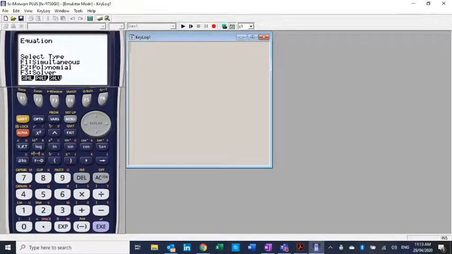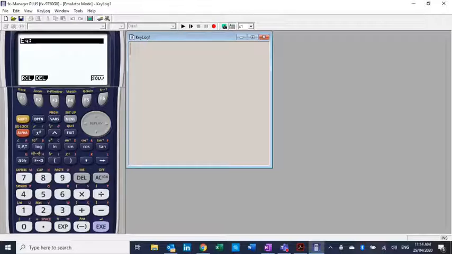Okay, and you're going to have several different types of equations that you can choose from. What we're going to do is choose F3 Solver, and I'll put all these notes together at the end after we're through doing these. So F3 Solver, and it should be blank here. If it's not blank here, then press F2 to delete to make sure that you have a blank page.